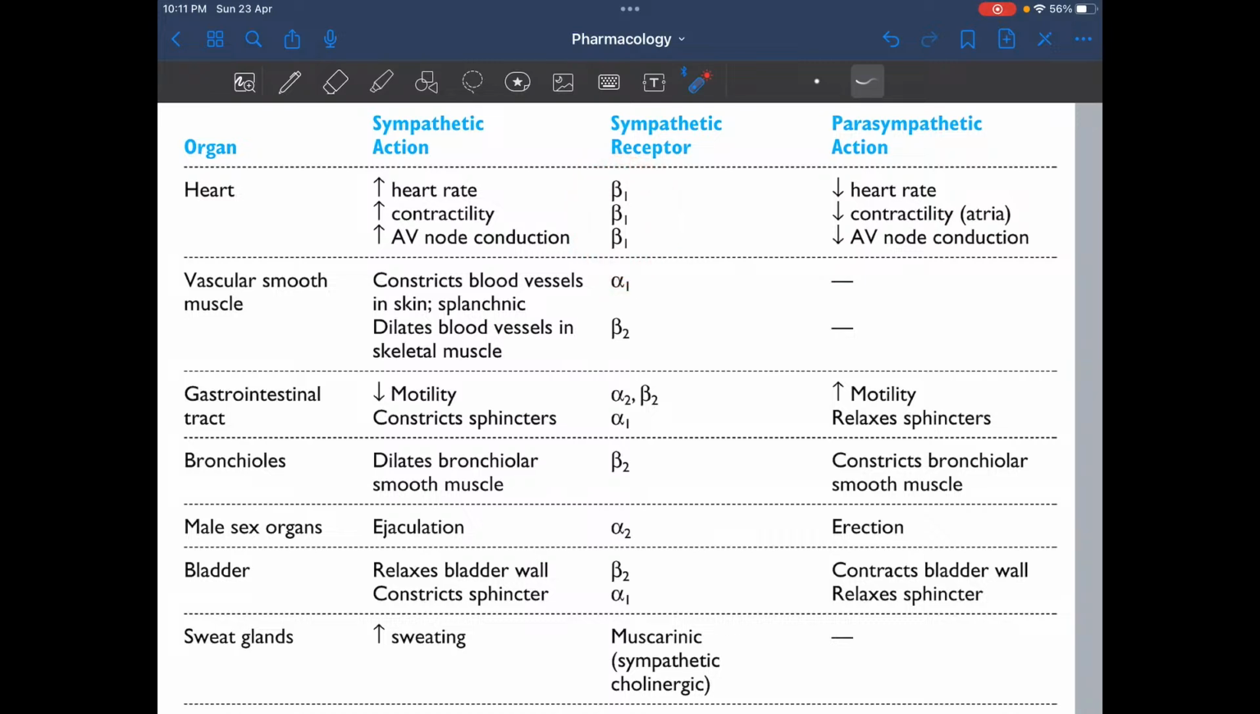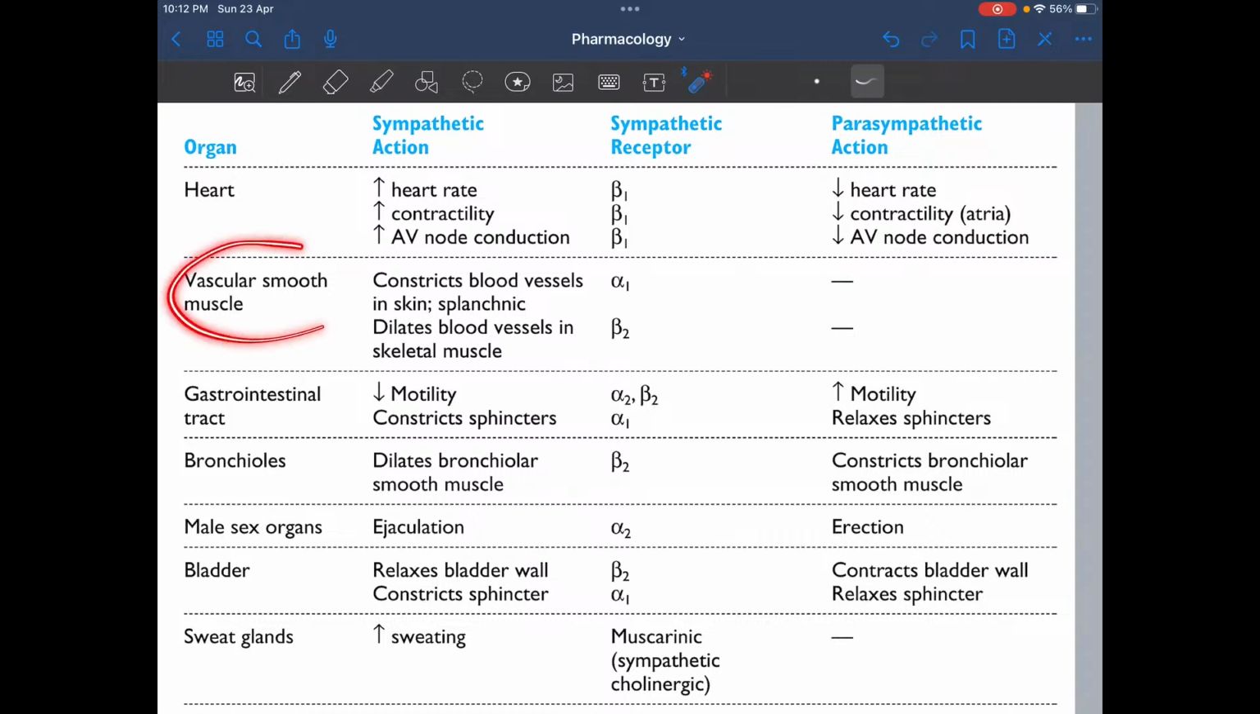Okay. What about the parasympathetic? Parasympathetic is going to decrease the heart rate, it's going to decrease the contractility of the atria, and it's going to decrease the AV nodal conduction. Did I mention atria, guys? Why am I saying atria specifically? Because the parasympathetic nervous system does not supply the ventricles. Okay. And which type of receptor will mediate all of this? Mainly the M2 type of receptor will mediate all of this. So beta 1 in case of your heart for the sympathetic nervous system, and M2 in case of the parasympathetic nervous system.